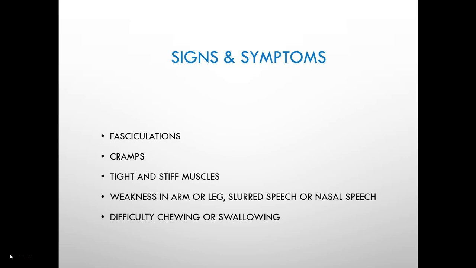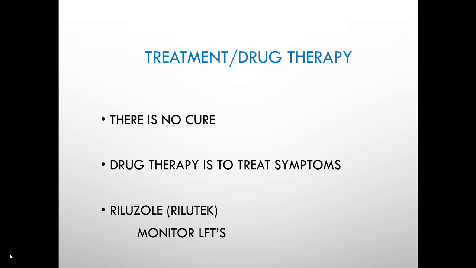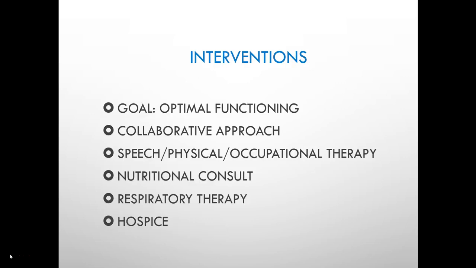Always remember again, anytime we're talking about muscle, we're not talking about just the lower and upper extremity, we're talking about respiratory muscles too. So respiration, airways becomes important, compromised mostly in those patients that have ALS. Weakness in arms and legs, difficulty chewing or swallowing. There is no cure. Drug therapy is to treat symptoms. Riluzole is the most commonly used medicine. It's only to treat symptoms, it doesn't cure the disease.